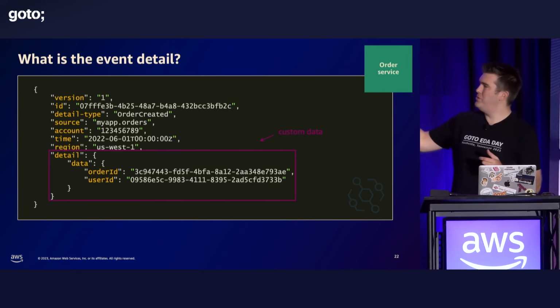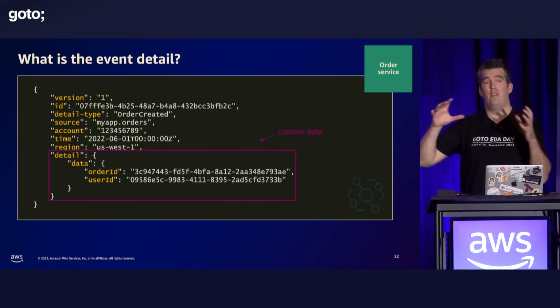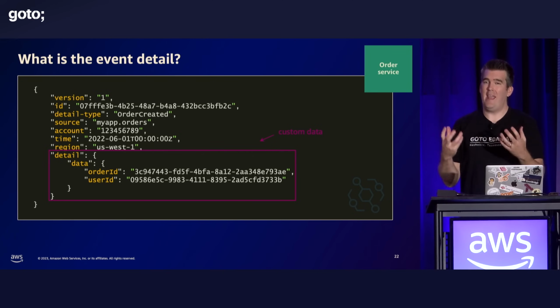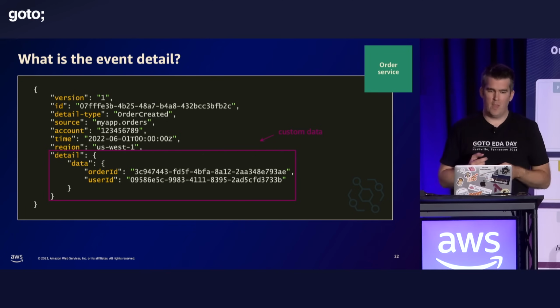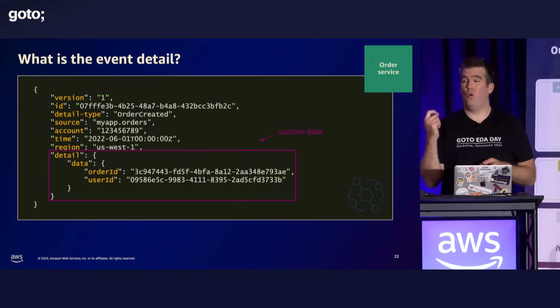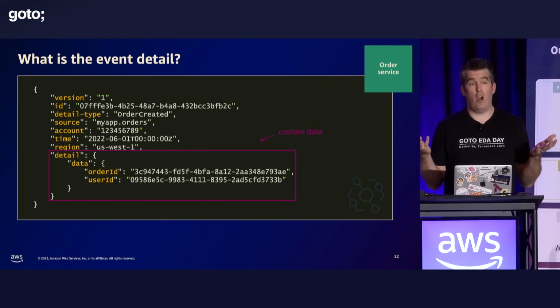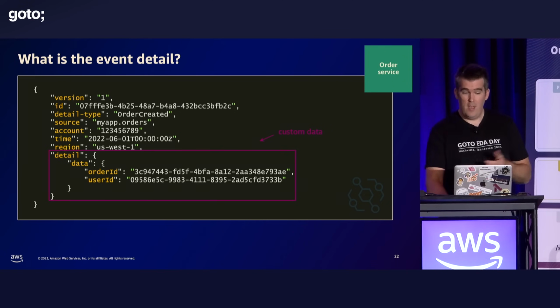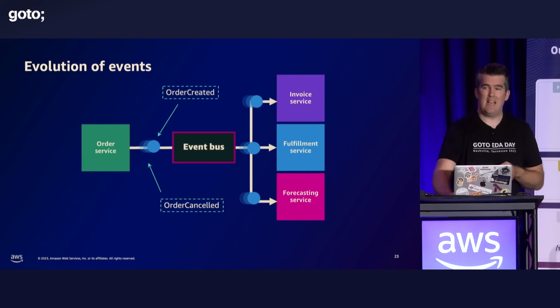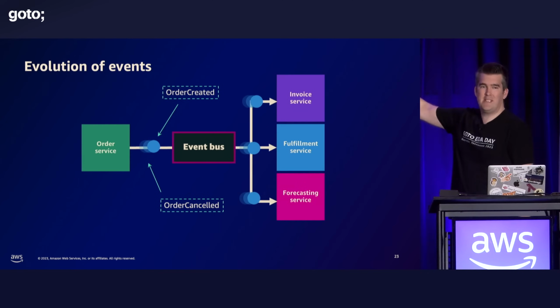Now, this is where the interesting part happens. This detail object in EventBridge, but again, other messaging platforms too, your payloads, what goes inside of them? So here we decide we're going to place the order ID and the user ID inside this event. What could go wrong? So we move on. Downstream consumers got notified, everyone is happy.